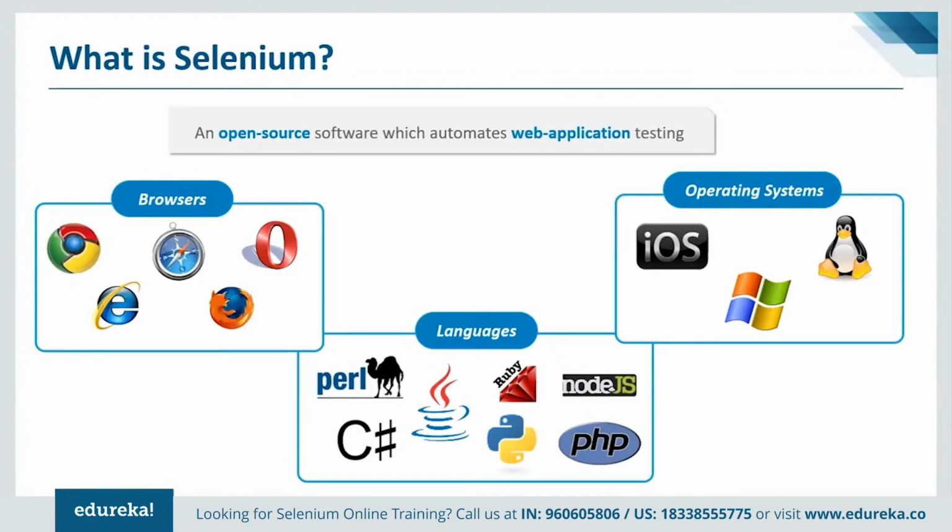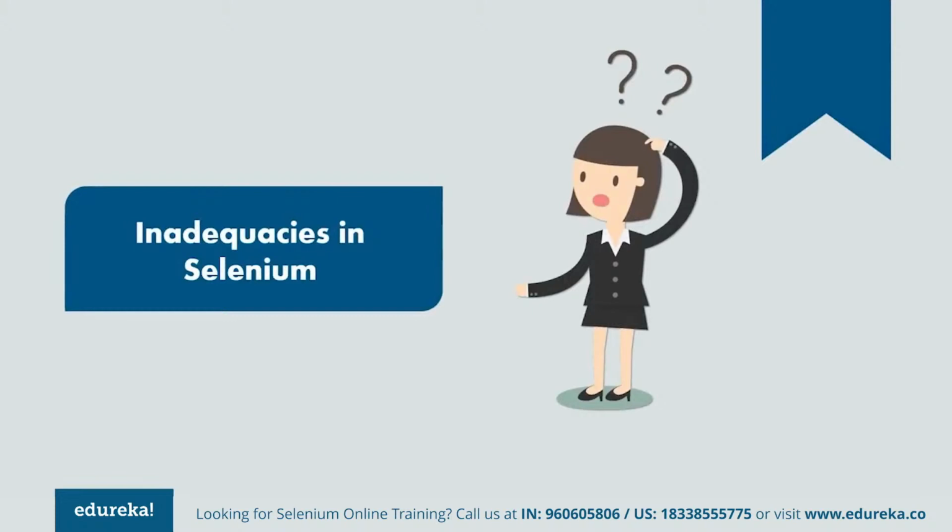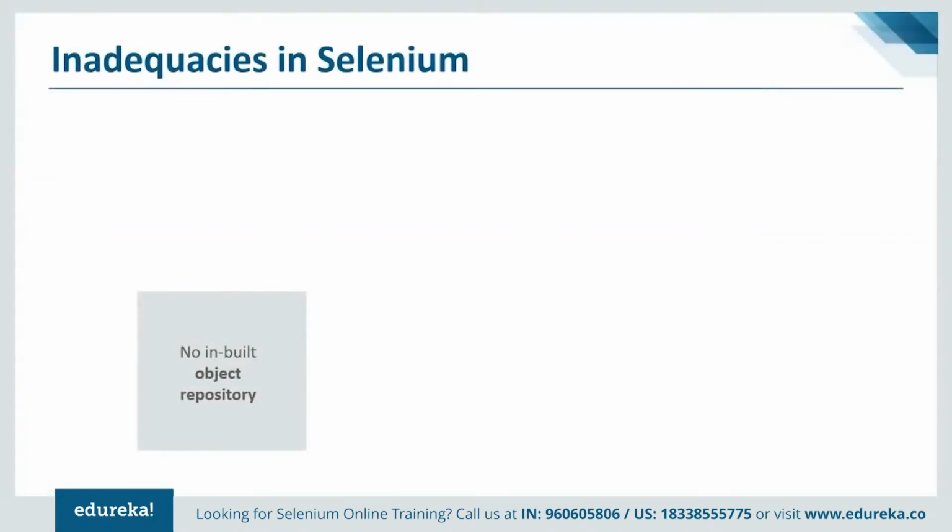So we now know that Selenium is not a one-stop solution. It has its shortcomings. Now that's okay because most of these softwares and applications have shortcomings. But the point is, can it be resolved for Selenium? If yes, then how? What could be the possible inadequacies in Selenium? Let's have a look at what the shortcomings are and how it can be resolved. So first one out here is object repository. Selenium does not have an inbuilt object repository, and that's an inadequacy.